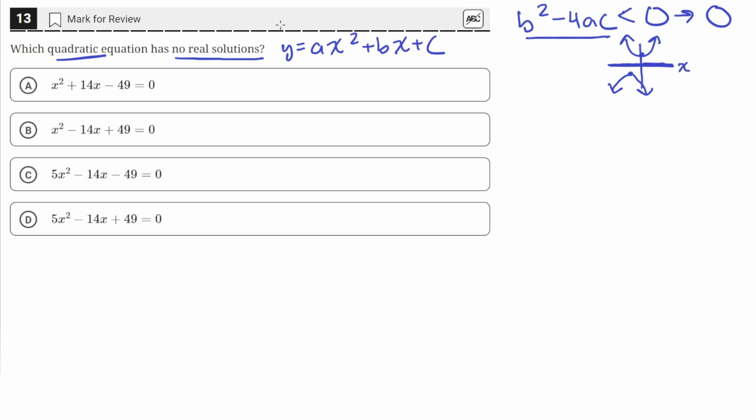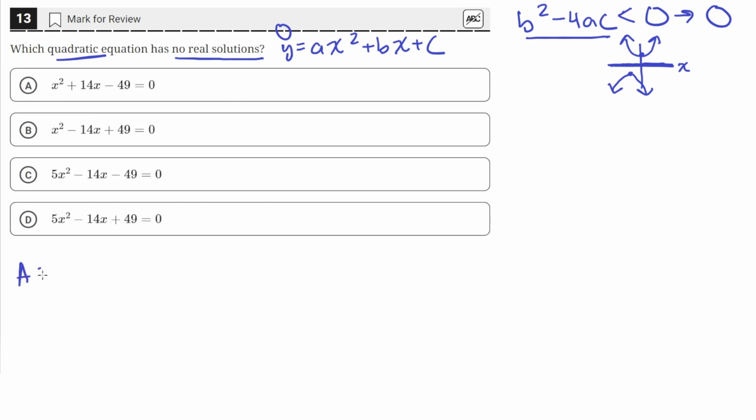So if we set y equal to 0 here, then whichever of these equations, which are all set equal to 0, with a quadratic on the left-hand side, has a discriminant less than 0 means that the quadratic never equals 0. So whichever answer choice has a discriminant less than 0 cannot have a real solution, because the equation will never equal 0. So we just need to find the discriminant for all these answer choices.